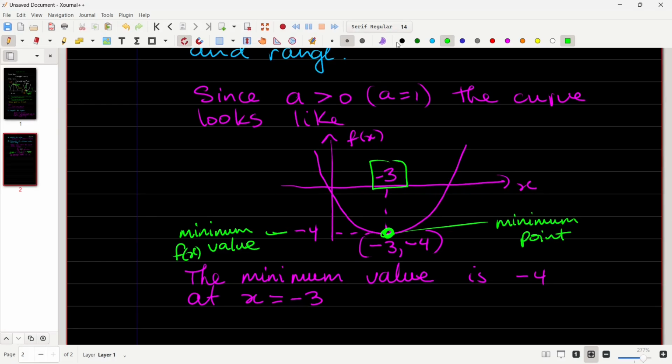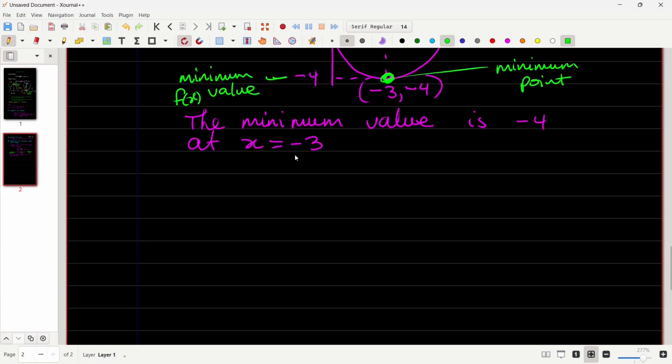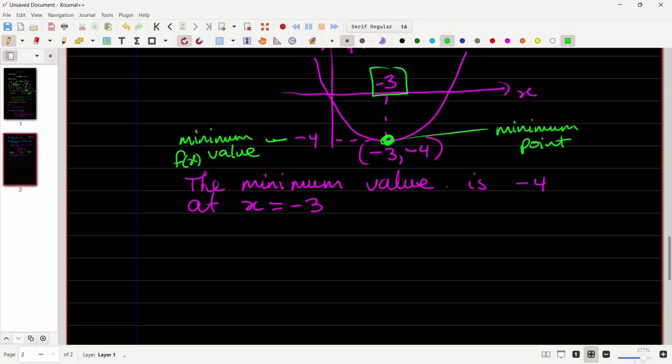All right. And we're also required to state the range. So we already know that the minimum value is -4 at x equal to -3, or we can say the minimum value of the function is -4. In fact, let me put it in red. Minimum value of f(x) is -4 at x equal to -3. So that's the minimum value.